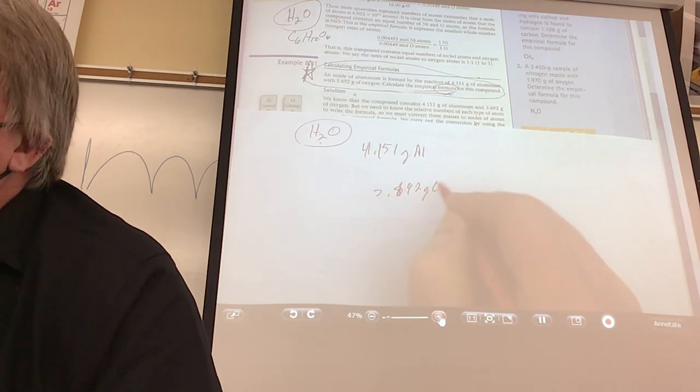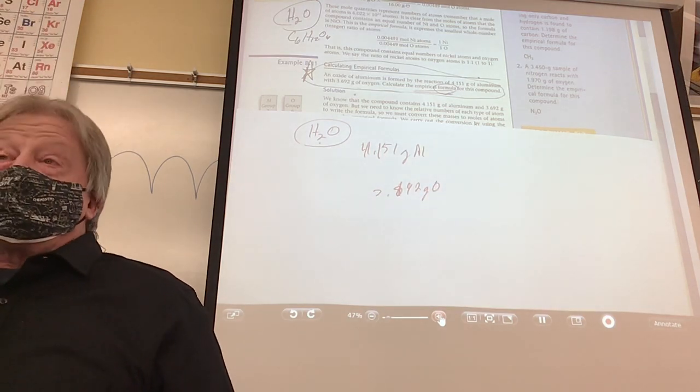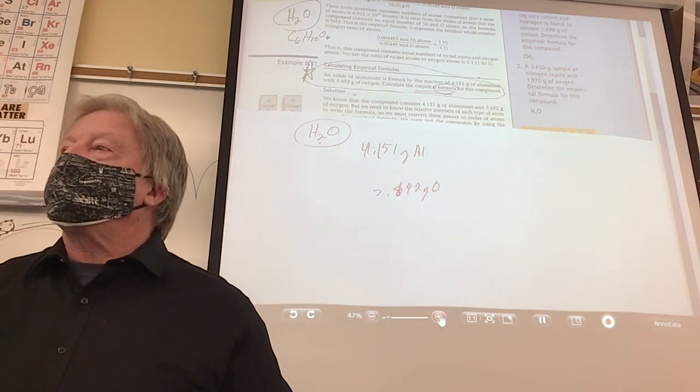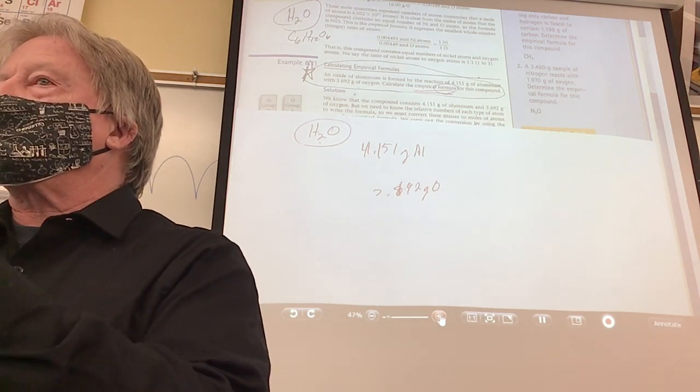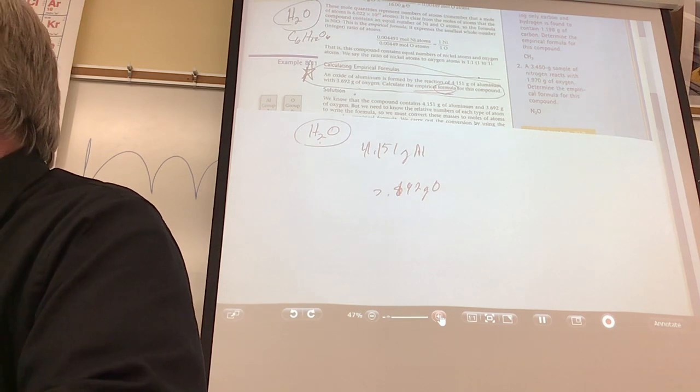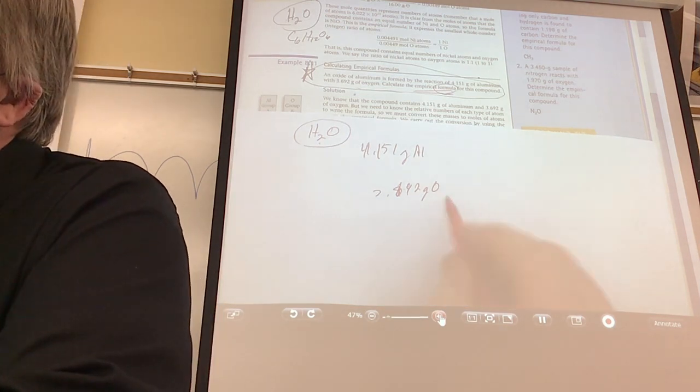Grams of oxygen. Now, in this case, because they separated this compound, it's not diatomic oxygen. They had grams of oxygen atoms. You get that? So that's what we're doing.